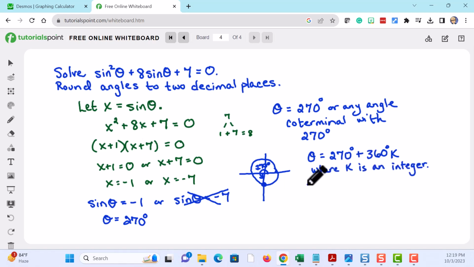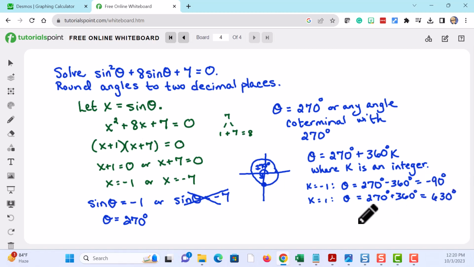So for example, if k is equal to -1, then we get theta is equal to 270 degrees minus 360 degrees. And that's the -90 degrees that we saw on our graph. Or if k was equal to +1, then we would have theta is equal to 270 degrees plus 360 degrees. That corresponds with the 630 degrees that we saw on the graph. And if k equals 0, then we would just get theta is equal to 270 degrees.